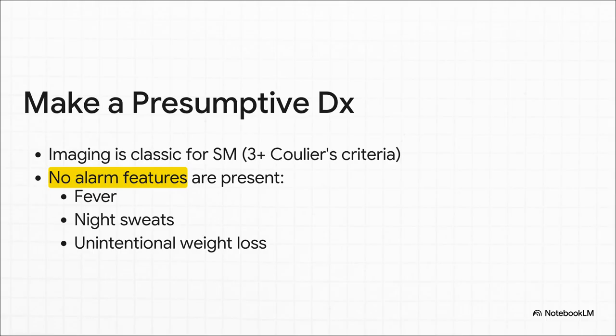It's got to hit at least 3 of those Coolier's criteria we just talked about. Second, and this is just as crucial, the patient cannot have any alarm features. We're talking about those B symptoms like fevers, drenching night sweats, or losing weight without trying. If both of those conditions are met, you can be very confident you're not missing a malignancy.